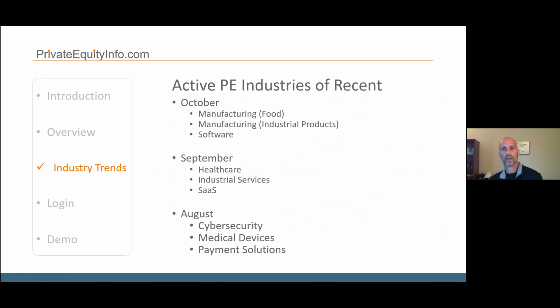Just recently, I won't hit all of these, but we go through every month and we look at the platform acquisitions the private equity firms have made, and we say, well, if we were to group them into some sectors that seem like they're grouping around these little areas, this is what we see. Interestingly enough, in October, we saw some manufacturing deals being done, and we haven't seen that as much during 2020, but we're starting to see it, particularly food and industrial products.